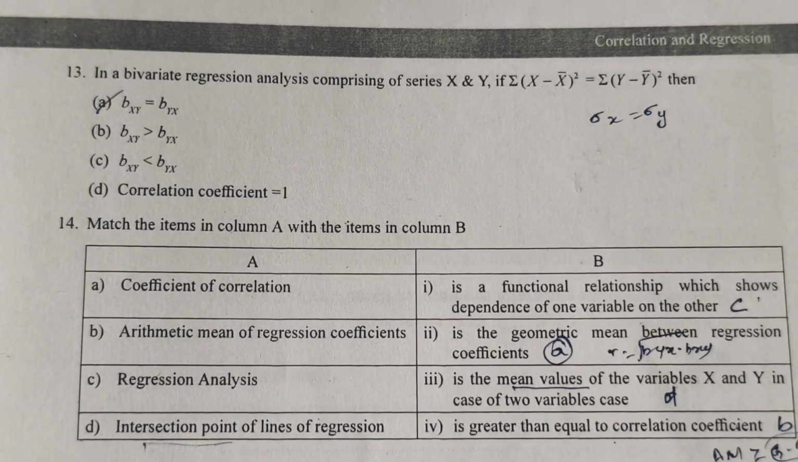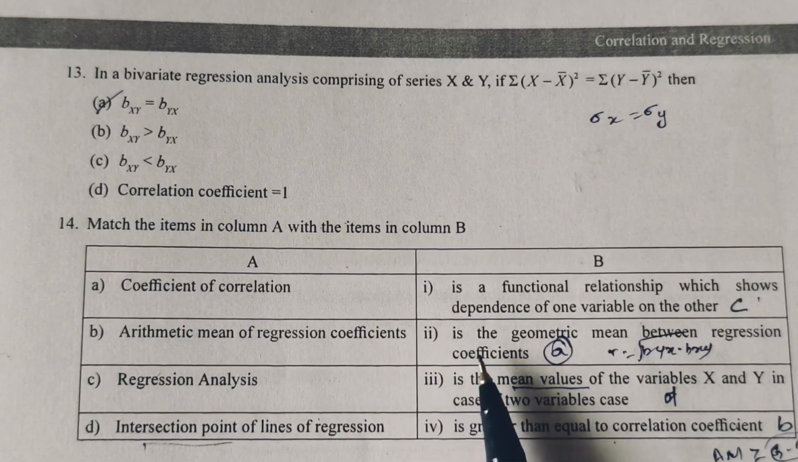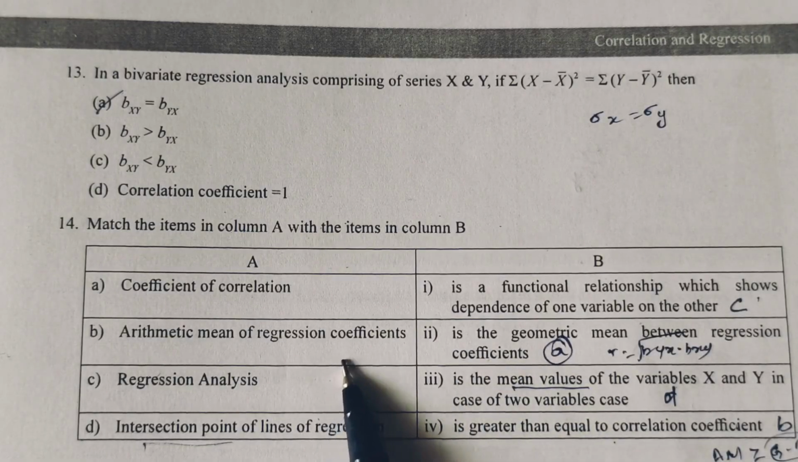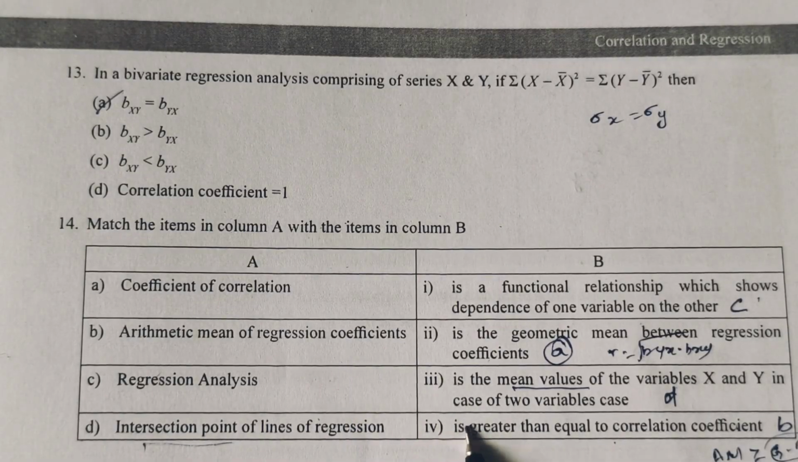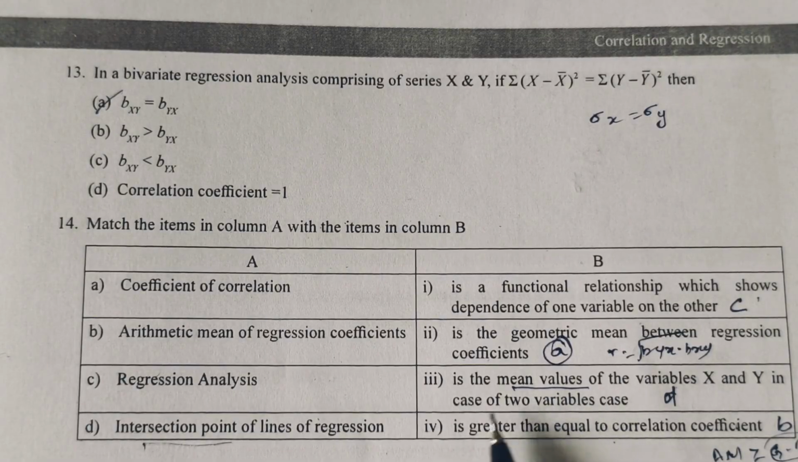Next, 13th, if sigma (x minus x bar) the whole squared is equal to sigma (y minus y bar) the whole squared, then byx is equal to bxy. The coefficient of correlation is a geometric mean between regression coefficients. The arithmetic mean of regression coefficients is greater than or equal to the correlation coefficient. Regression analysis is the functional relationship which shows dependence of one variable on the other. The intersection point of the lines of regression is their means.